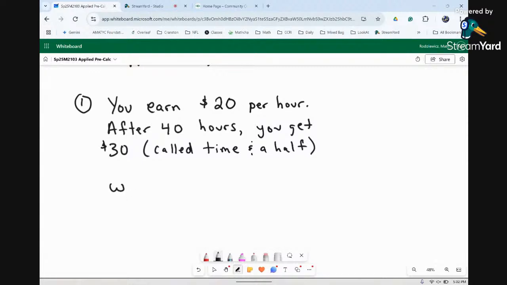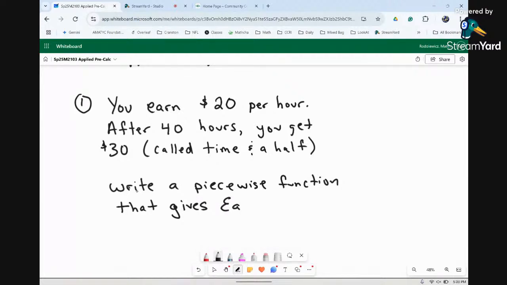Write a piecewise function that outputs your earnings if you work H hours.